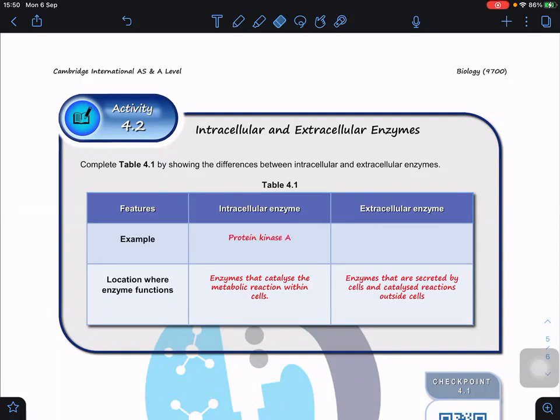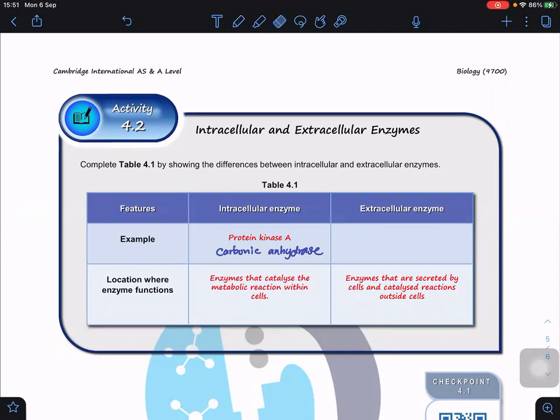So an example of an intracellular enzyme is protein kinase A. Here are some enzymes that you're going to learn. For example, carbonic anhydrase. Now you may ask me, do I need to remember? The answer is yes, you're going to memorize. Why? Because over time you will know the enzyme names already, because we keep on using those names. Carbonic anhydrase, protein kinase A, those enzymes you will automatically register in your brain.